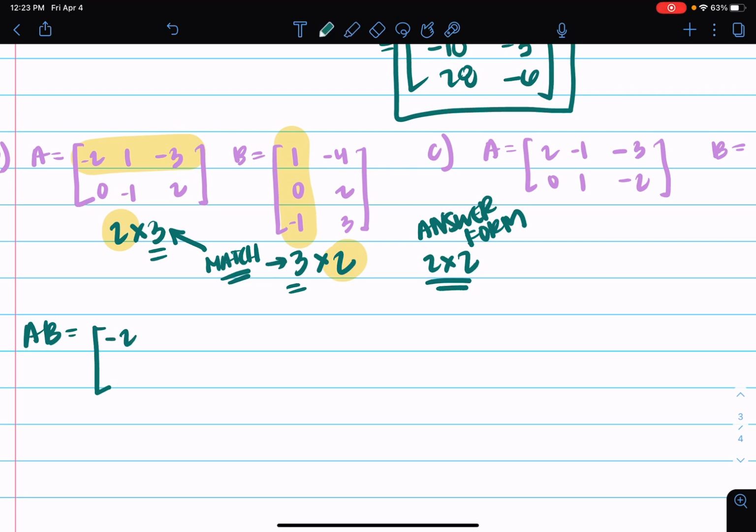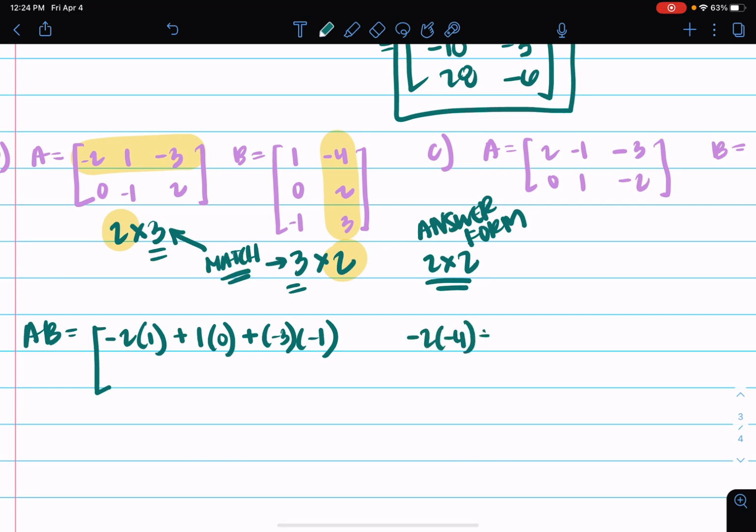First numbers multiply together. -2 times 1. Second numbers, 1 times 0. Third numbers, -3, -1. Okay, still in the first row, but now we're in that second spot. We're in column 2. Okay, first numbers, -2, -4. Second number is 1, 2. Third number is -3, 3.